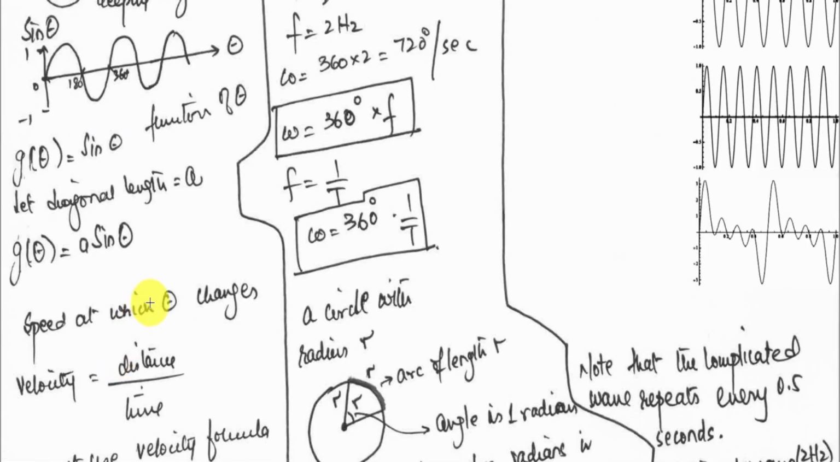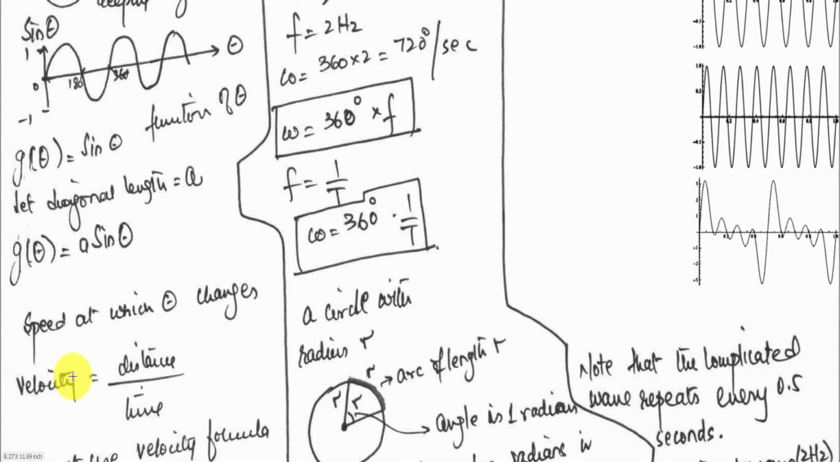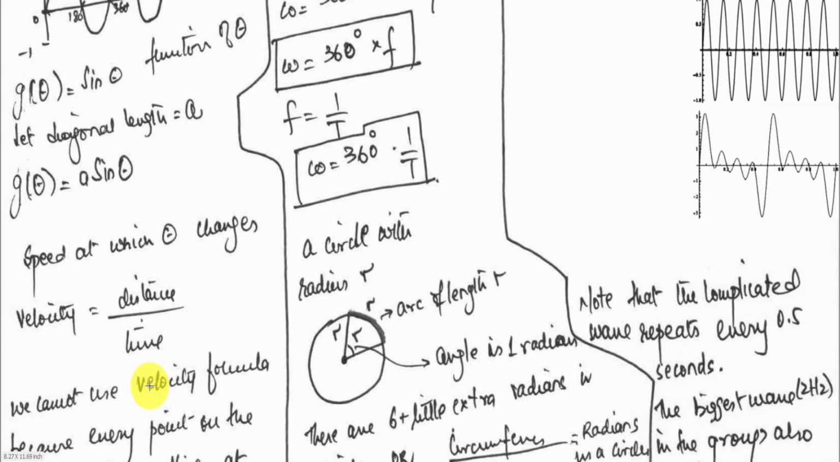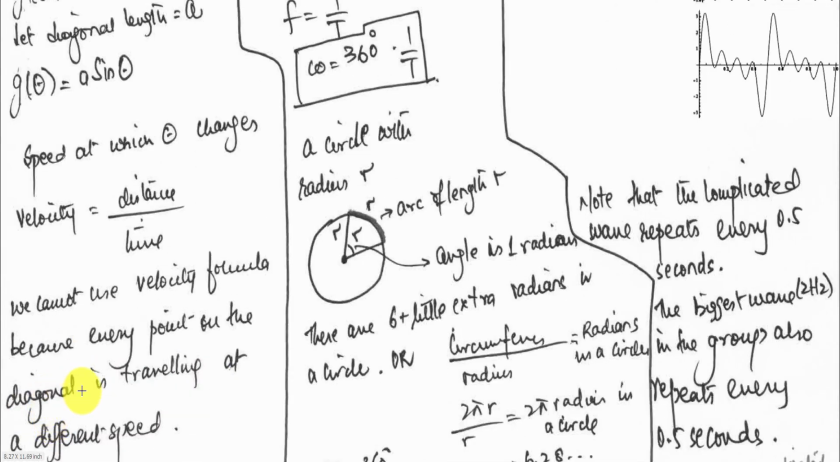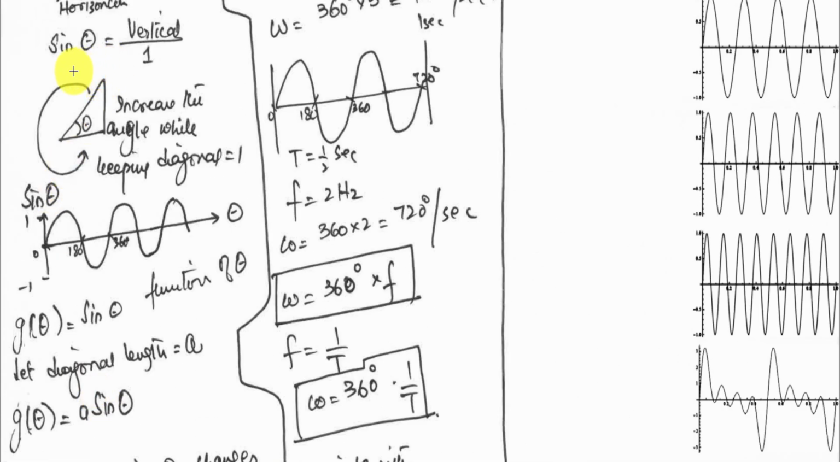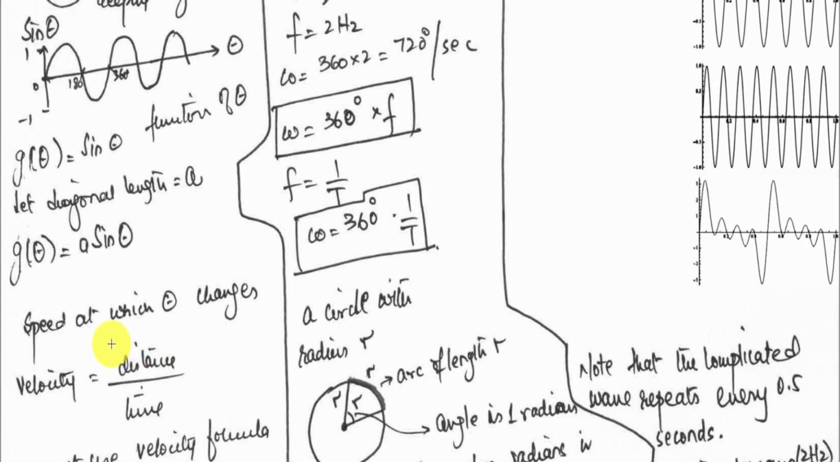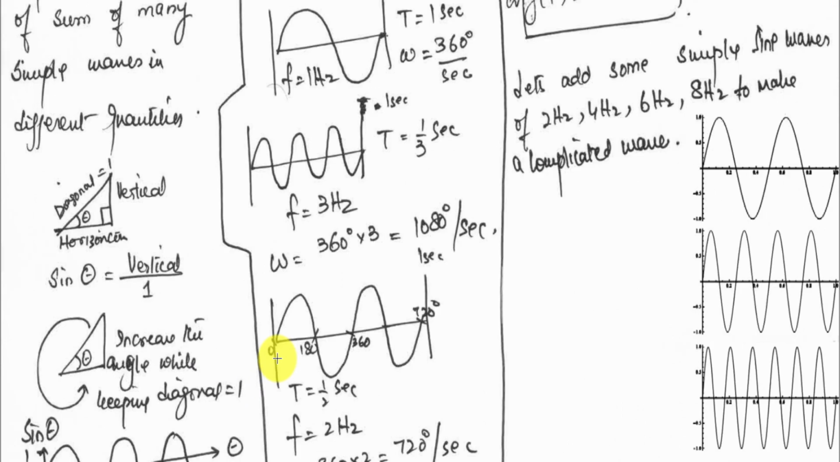Now, if we look at the speed at which this theta changes, we know that velocity equals distance upon time, but we cannot use the velocity formula because every point on the diagonal is traveling at a different speed. If I'm standing over here, I'm covering the most distance while rotating this thing. If I was standing at this point, I'm covering the least distance. So I cannot use this formula of distance over time for velocity whenever we are talking about rotational stuff.